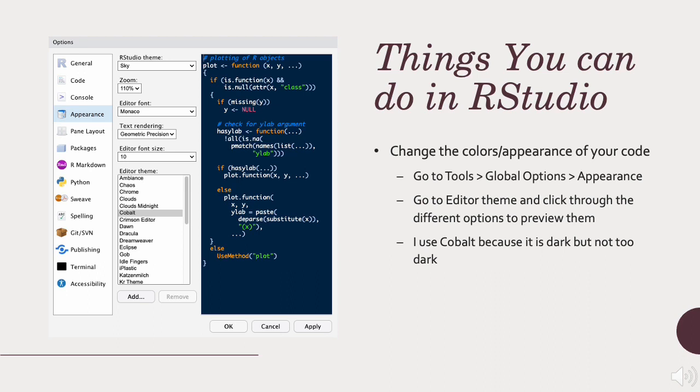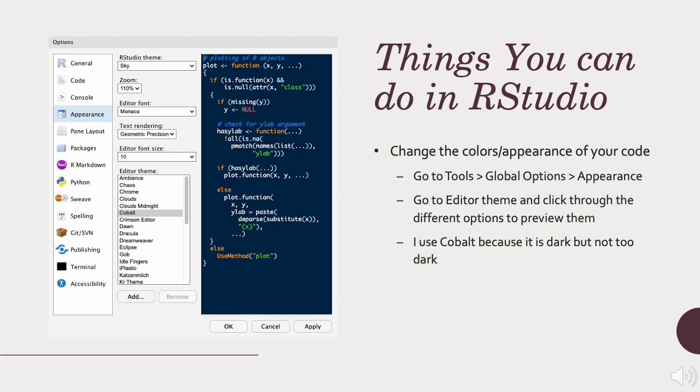And the way you can do this is you can go to Tools, Global Options, Appearance. So you'll see I use a MacBook, and the way my screen looks is on the left. So you can go to the editor theme and just click through the different options to preview them. So personally, I use Cobalt.